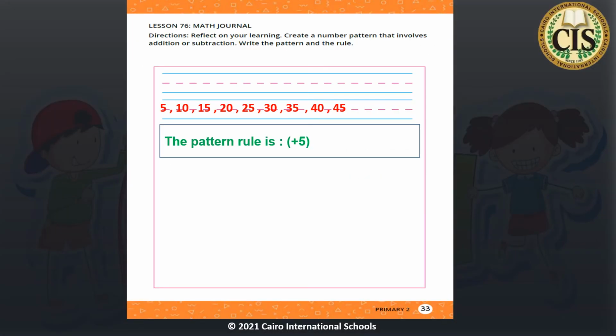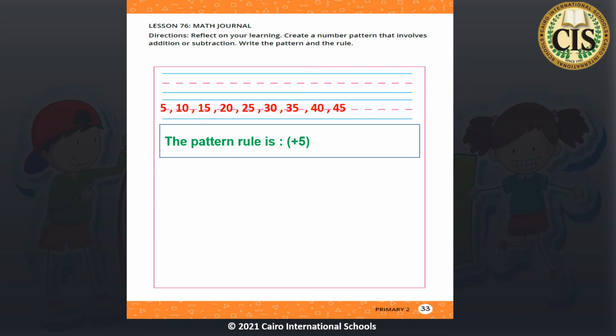Lesson 76, the Math Journal part. Reflect on your learning, create a number pattern that involves addition or subtraction. Write the pattern and the pattern rule. Here we will write this pattern: 5, 10, 15, 20, 25, 30, 35, 40, 45. Do you remember it in the clock? So this pattern is 5, 10, 15. The pattern rule: each time we are adding 5.